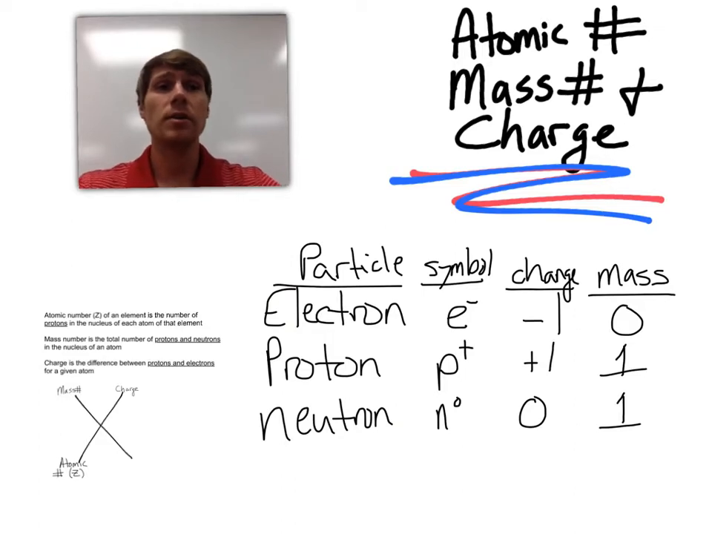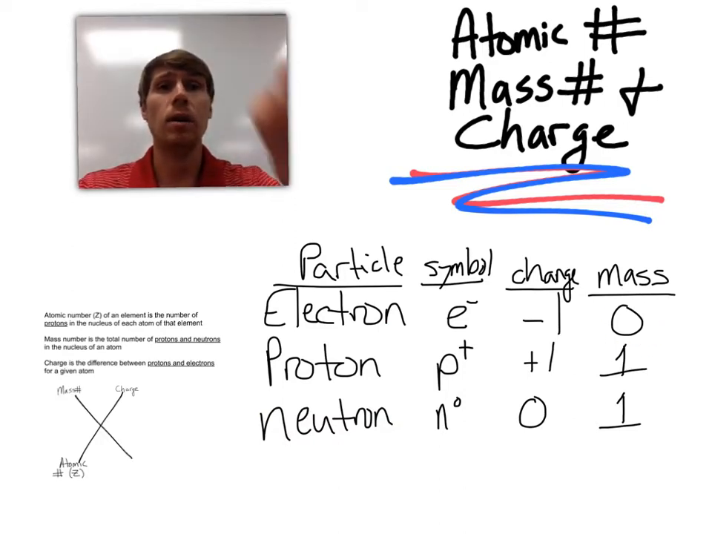So, regardless, we have these 3 subatomic particles, and these are the ones that really clarify for us the different characteristics of an atom. Real briefly, the electron, this first one right here, this is the symbol that we're going to use. You're going to see it a lot, so every time you see this E with the negative sign, realize that that's an electron. It has a charge of -1, and then it has a mass of 0 AMUs.